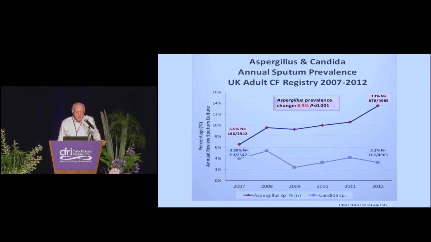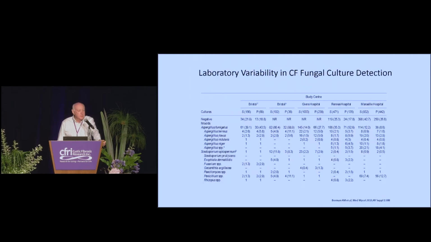Similar data are available from the UK, and you see here for adults for a fairly similar time period, 2007 to 2012, again this phenomenon of doubling from about 6 to 13, 14% for Aspergillus, while in their particular registry, Candida is less prevalent, hovering about 3 to 4%. So is this a real figure? Do these really represent the scope of the problem? The answer is certainly not.